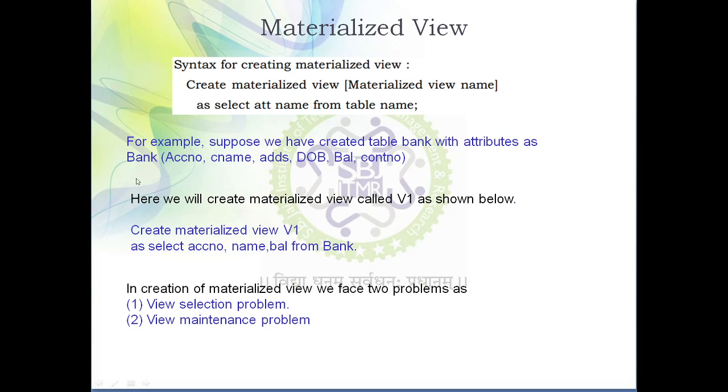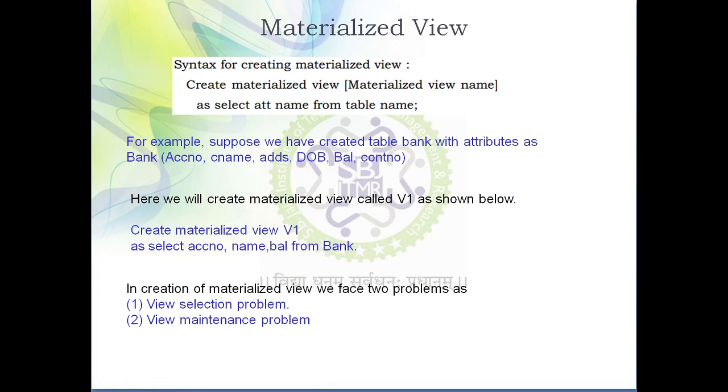So how to create a materialized view? Create materialized view v1, where v1 is the name of the materialized view, as select account number, name, balance from the bank. In this way I have created a materialized view v1 which stores the 3 attributes account number, name and balance. In this way you can create a simple materialized view. I hope you understand the main benefit and the main objective of a materialized view: the main objective is to save query retrieval time.